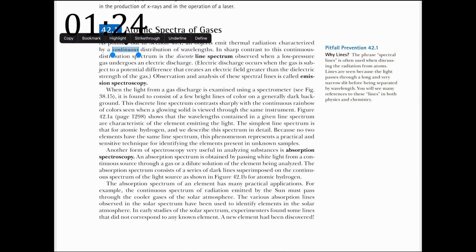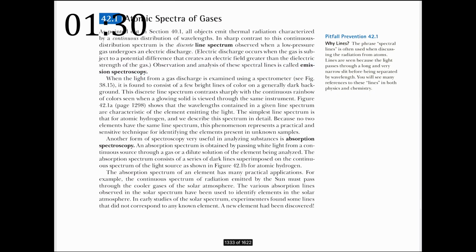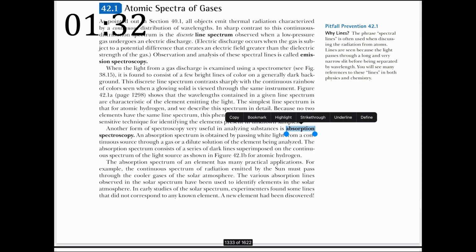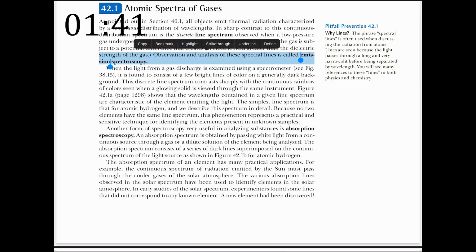Over here I see another italicized word, continuous. Further down I see a bolded word, emission spectroscopy. Interesting. We also have absorption spectroscopy. If you don't know about spectroscopy, it appears 2 times here, and before it comes the words absorption and emission. So it might be interesting. Just Google search what is spectroscopy. Try to explain it to yourself in a couple of minutes.